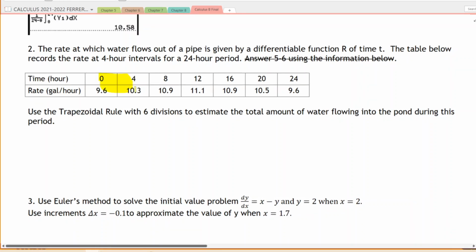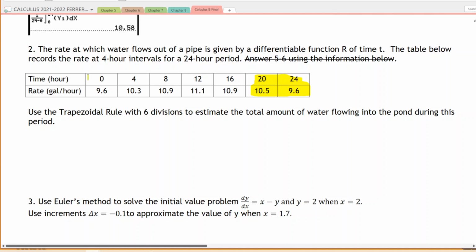0 to 4 is the first one. 4 to 8 is the second one. 8 to 12 is the third one. 12 to 16 is the fourth. 16 to 20, that's the 5th subinterval. And then 20 to 24, that's going to be the 6th subinterval.